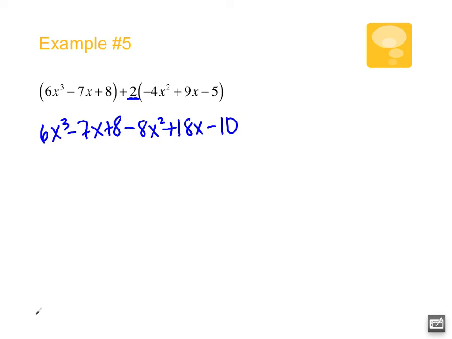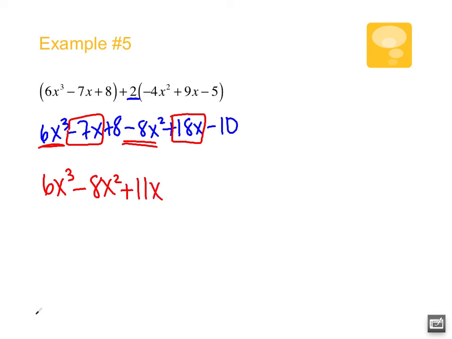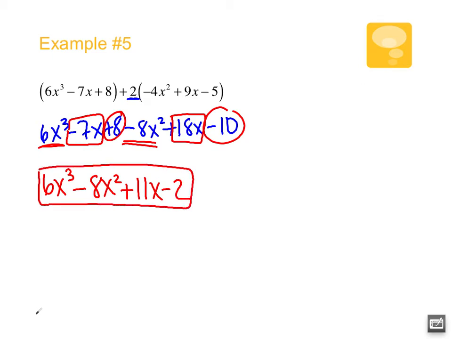Now we need to combine like terms. We have x to the third. That's the only x to the third, so I'm going to rewrite that. Then we have this x squared over here, only x squared, so I'm going to rewrite that. I have a negative 7x and a positive 18x. So negative 7 and positive 18 becomes positive 11x. Last thing, I have positive 8 and negative 10, which becomes a negative 2. So this would be our simplified expression.